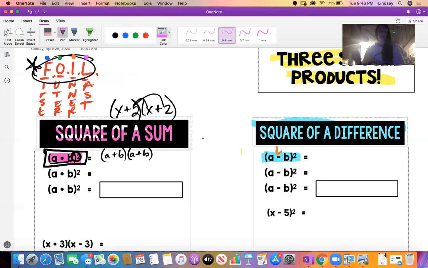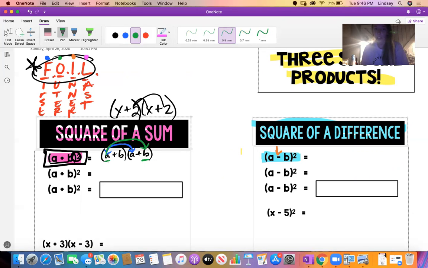All right, so we're going to do the FOIL method. Anytime you have it set up like this, you need to know to do the FOIL. The F stands for first. That means we're going to go first number times the first number. Then we're going to do outer. That means the numbers on the outside of each parenthesis. So first number times the first, outer number times the outer number.